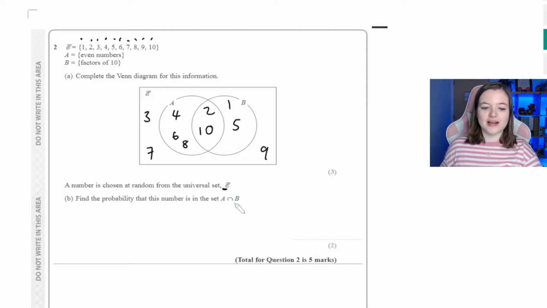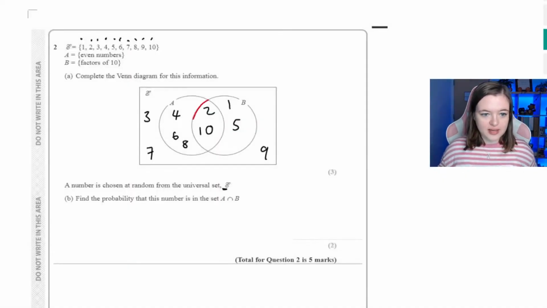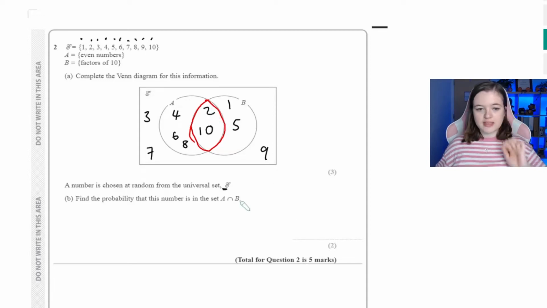So intersection is everything that is in circle A and circle B. So it's going to be this section, if I colour it in a different colour, this section here. So everything in both circle A and circle B, which is this part here. The way I remember it is because there's two main symbols, right? There's this one, and then there's this one.